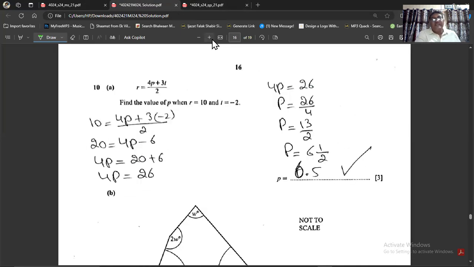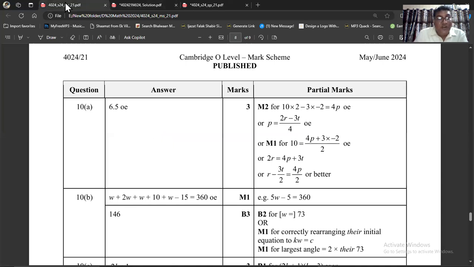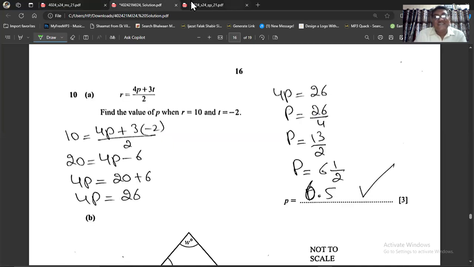So let me increase the size so you can see this whole thing. So 10 will be equals to 4P plus 3 multiply minus 2, the whole thing divided by 2. So that 2 will go to the other side, will multiply with the 10, that will become 20. So 20 is equals to 4P minus 6. So 4P is equals to 20 plus 6, and 4P is equals to 26. So P will be equals to 26 divided by 4, and P will be equal to 13 by 2. So P will be equals to 6 whole 1 by 2, which means 6.5. So the value of P is 6.5, which is the right answer, sir.